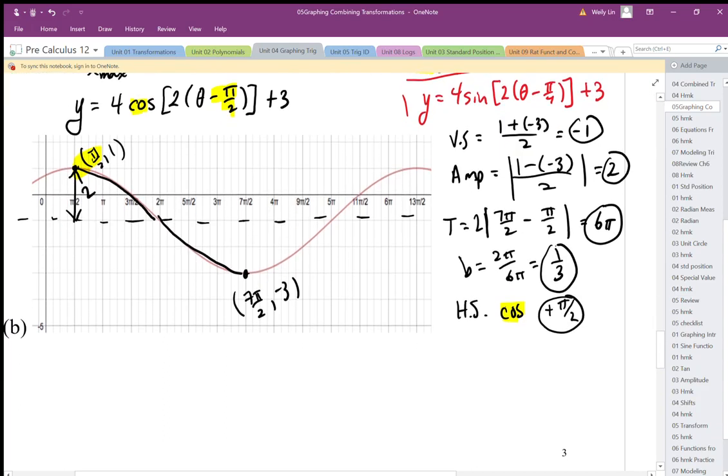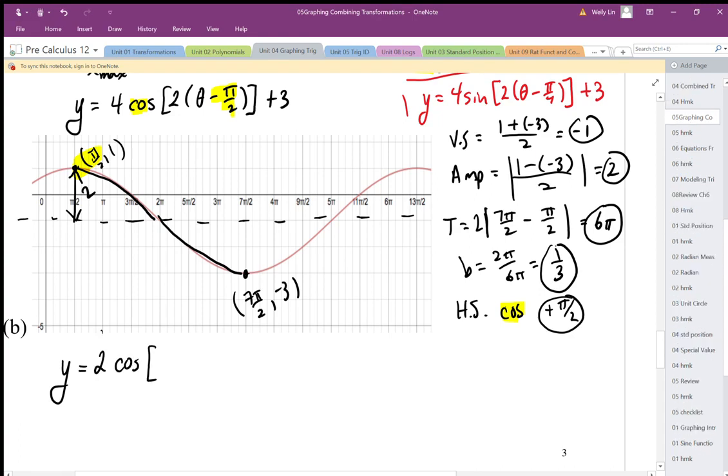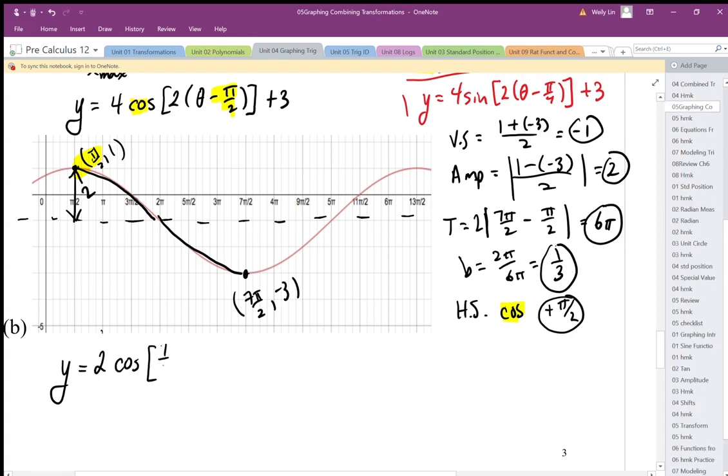So there we have all the pieces I need to write this equation. Y equals my amplitude 2, cosine graph. My horizontal compression factor or expansion factor is 3, so I'm dividing by 3. My horizontal shift is to the right pi over 2, so I'm going to go minus pi over 2. Okay, and then my vertical shift is going to be down 1. So there it is. There's my equation.